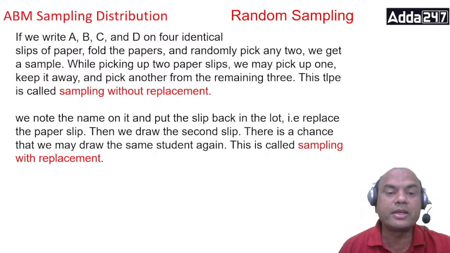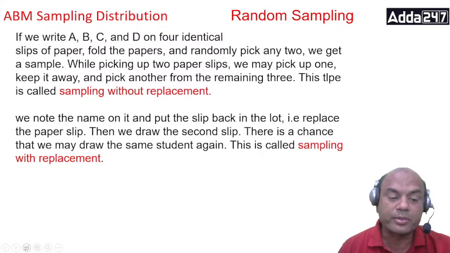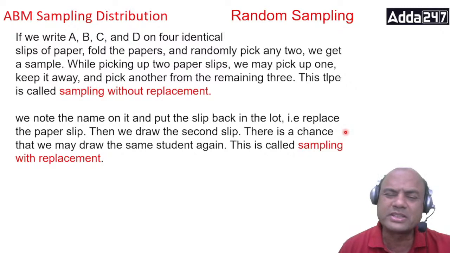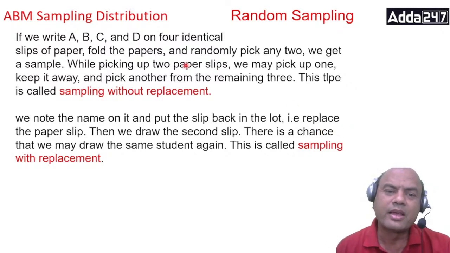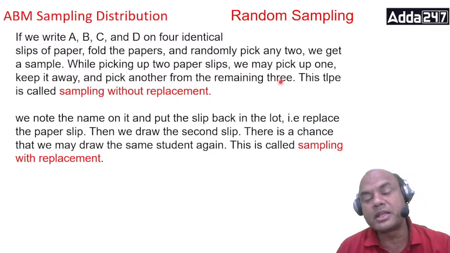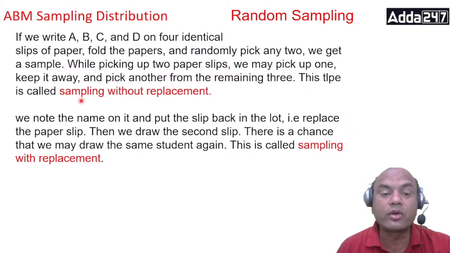If you want, write A, B, C or D on 4 identical slips of paper. Now here comes the next topic within the same random sampling: sampling without replacement and with replacement. This is common sense, you can understand this. Without means what? I'll take 4 chits, A, B, C and D, fold the slips of paper, and randomly pick any 2. While picking 2 slips, we may pick 1 by 1 and keep it away, then pick another from the remaining 3. Once I pick 1, I won't put it back. So that's known as without replacement.